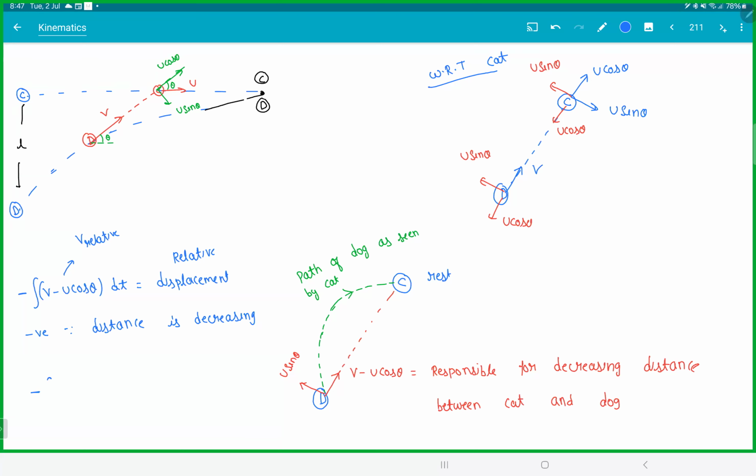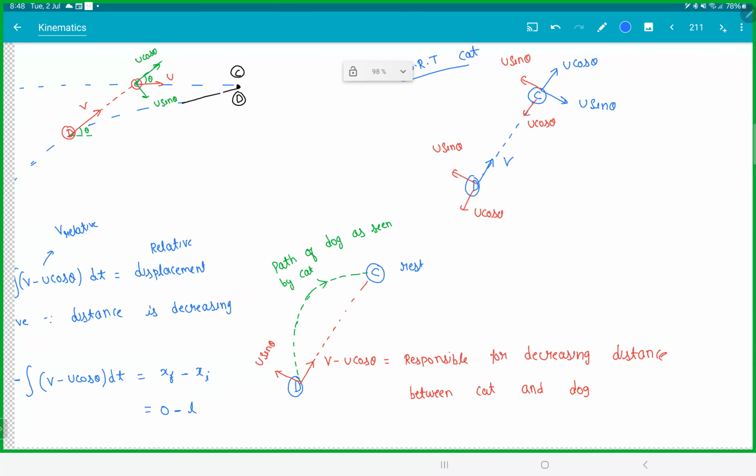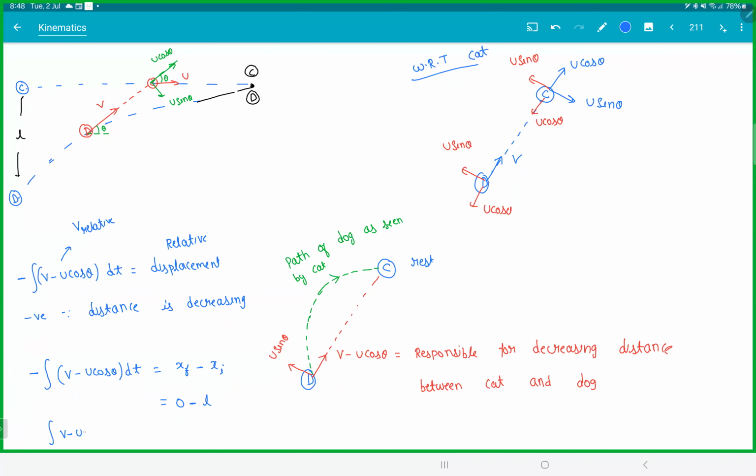So you end up with minus integral of v minus u cos theta dt equal to the displacement, final minus initial position: x final minus x initial. X final is 0 because they are meeting each other, and initial is minus L. The final equation would be integral of v minus u cos theta dt is equal to L.